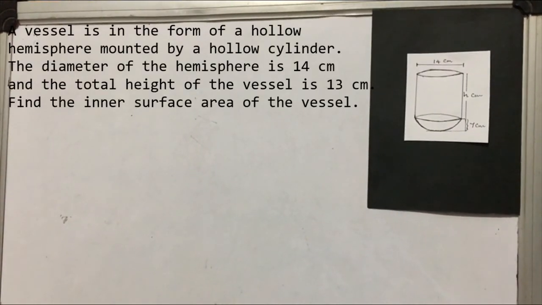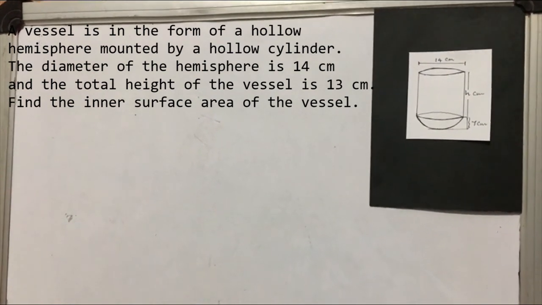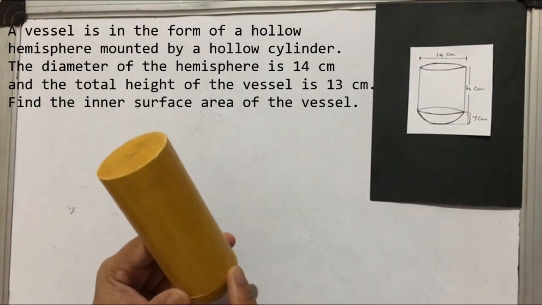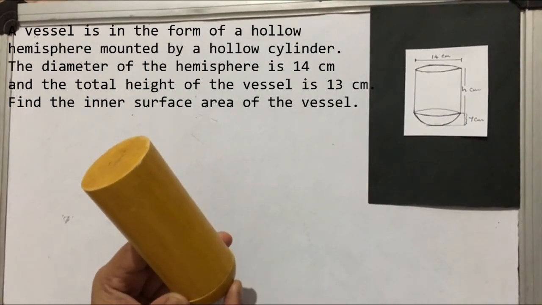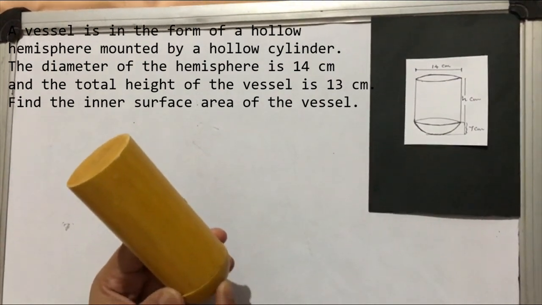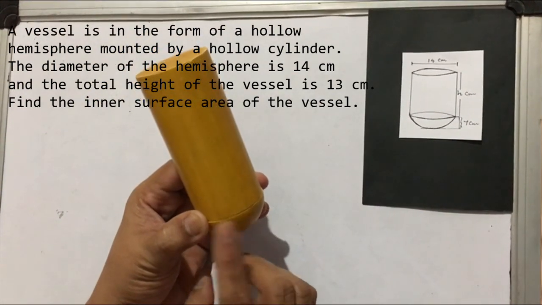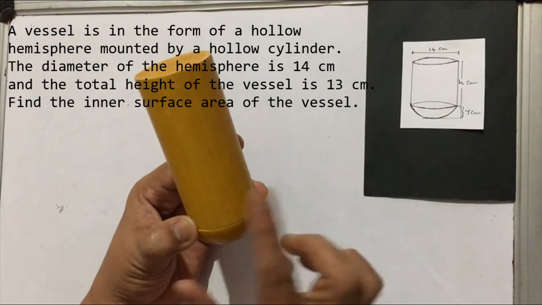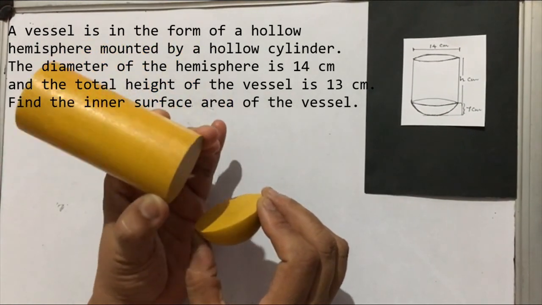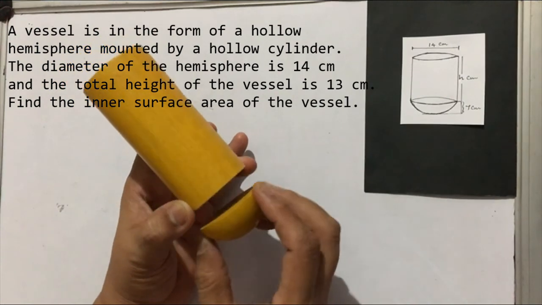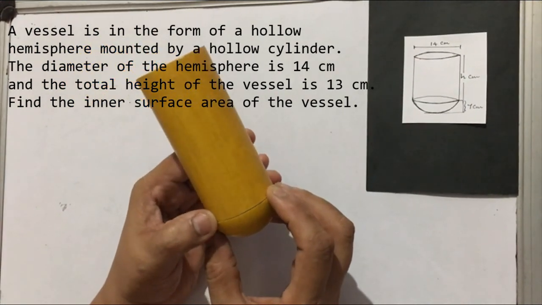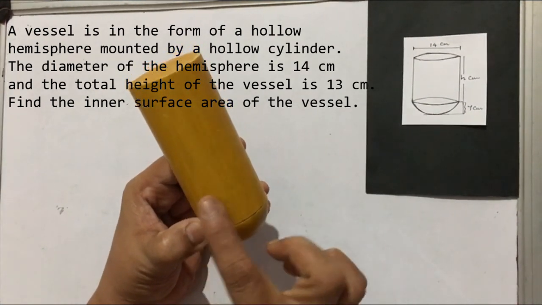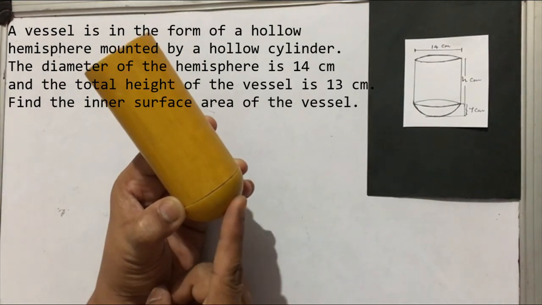Given that a vessel is in the form of a hollow hemisphere mounted by a hollow cylinder, it means it is in the form of a cylindrical body mounted on a hemisphere, or else you can say this hemisphere is mounted by a cylinder. So what is visible? The base of this cylinder is occupied with the base of this hemisphere, totally it went inside. So it is not visible, it is invisible. The visible part is only the CSA of a cylinder plus the CSA of a hemisphere.